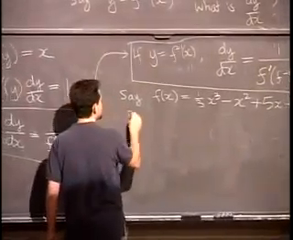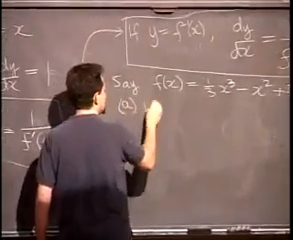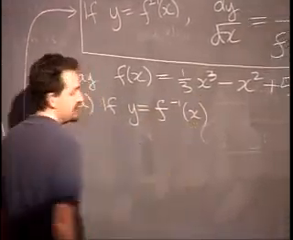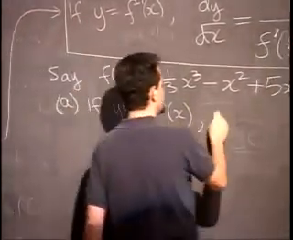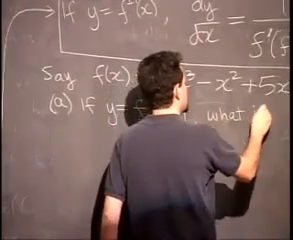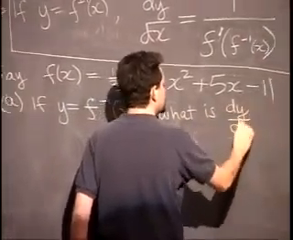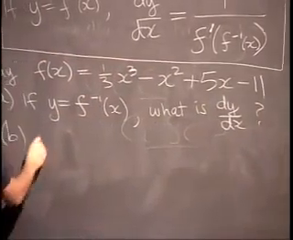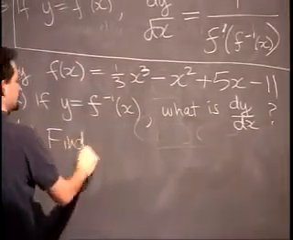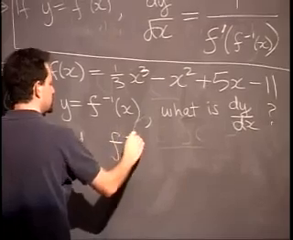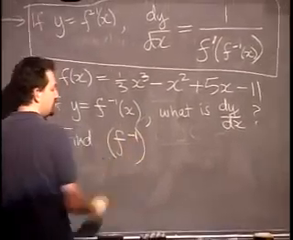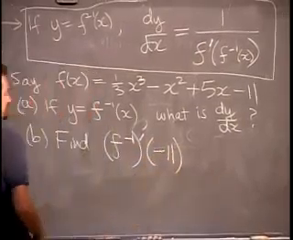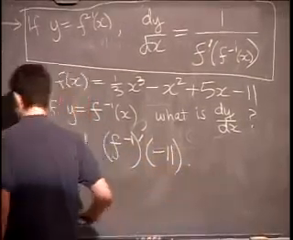So the question is, part A: if y is now the inverse function of f, evaluated at x, what is dy dx? And the second question is, find f inverse prime at minus 11. Okay.